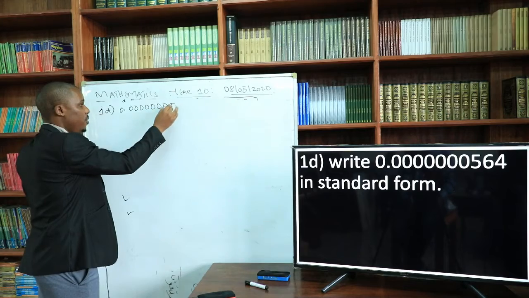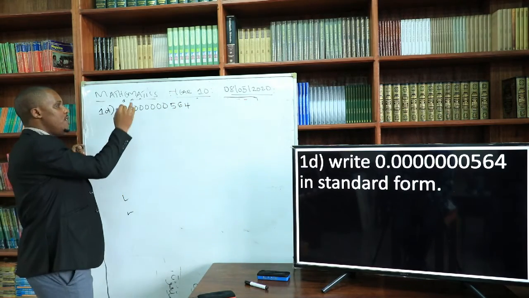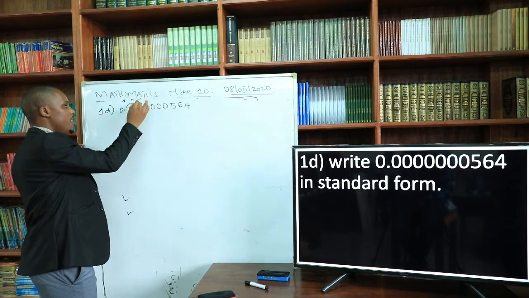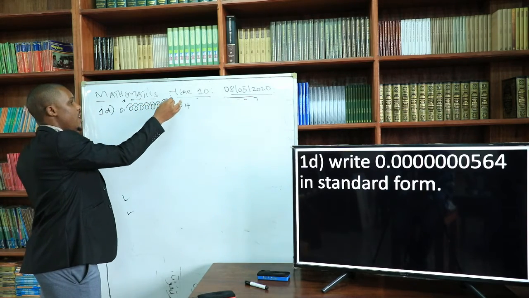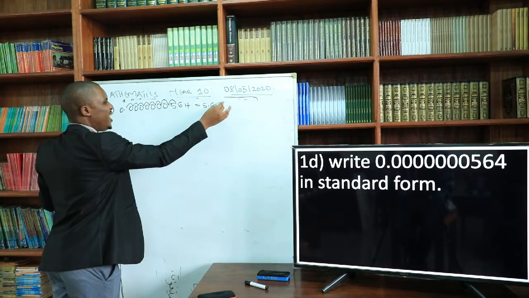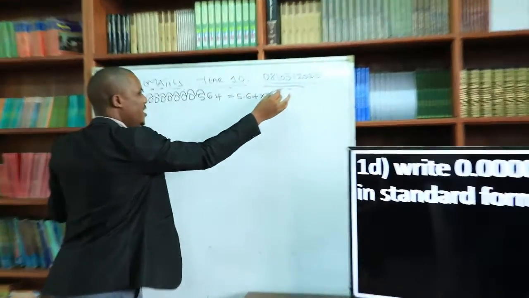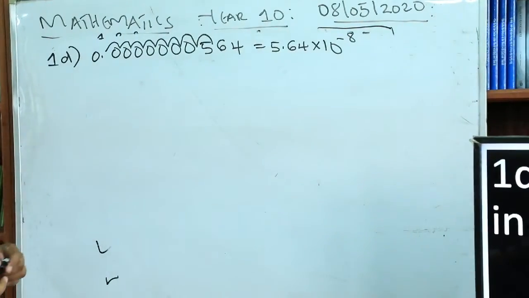Then you have 5, 6, 4. We agreed this number is less than 1. Count the number of steps: 1, 2, 3, 4, 5, 6, 7, 8. So this becomes 5.64 times 10 to the power negative 8. 8 is the number of steps, and negative is the direction.